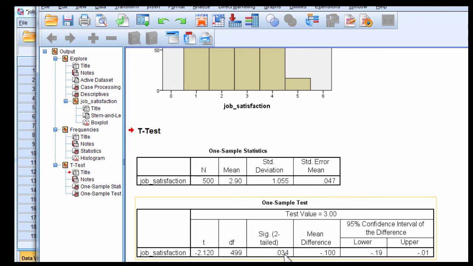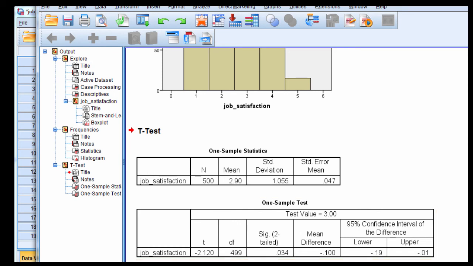And because this p-value, the significance two-tailed, is less than 0.05, we declare that the sample mean of 2.90 and the non-sample mean of 3.00 are statistically significantly different from each other. And the mean difference confidence intervals are actually reported right here. So it's somewhere between negative 0.19 and negative 0.01. So it just barely made the cutoff of statistical significance, and that's why the p-value is fairly close to 0.05, but it is still less.